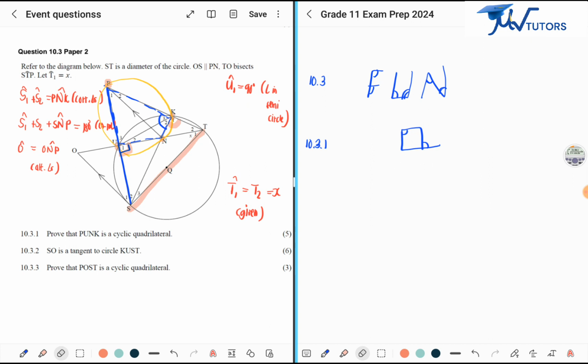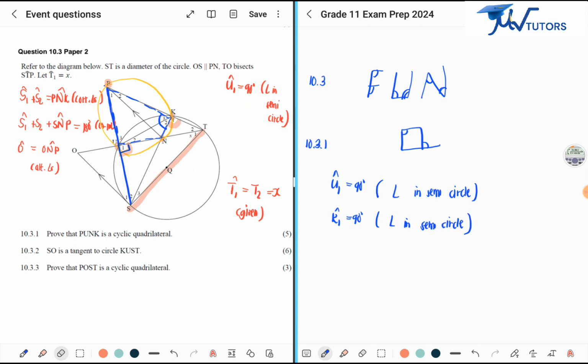And let me show you why. So first, let's start with U1. So I know that U1 is equal to 90 degrees, all right? And that's because the angle subtended by a diameter is equal to 90 degrees. But like I said, we can say angle in a semicircle. Okay, at the same time, I know that K1 is also equal to 90 degrees, and that's also the same reason, okay? Angle in semicircle.